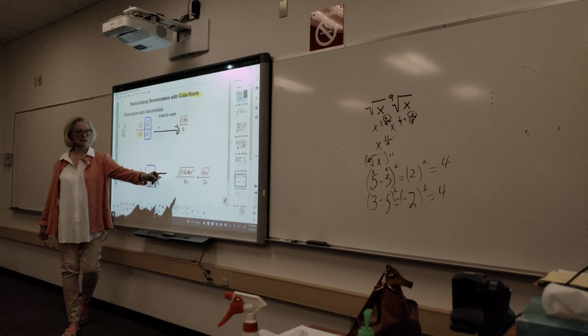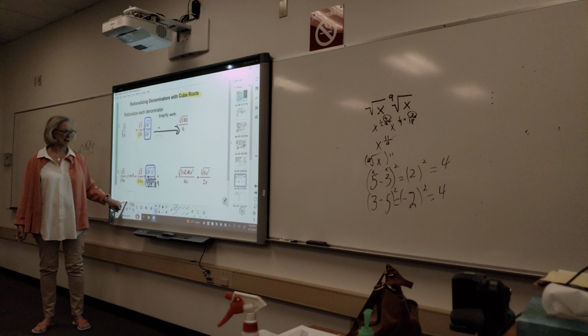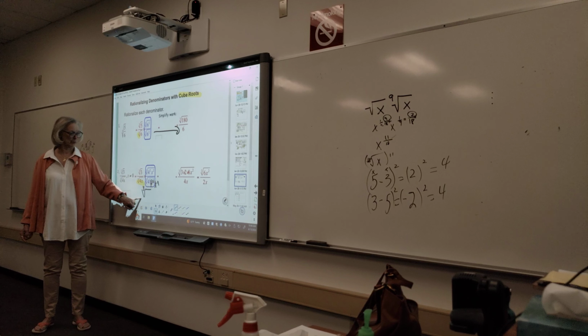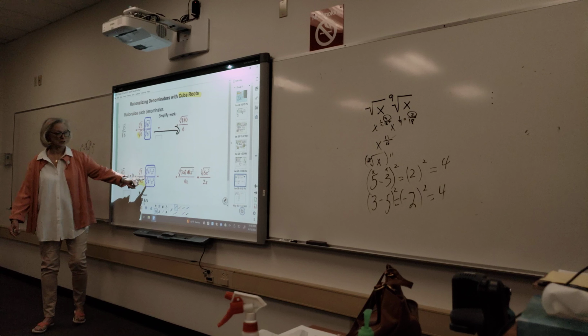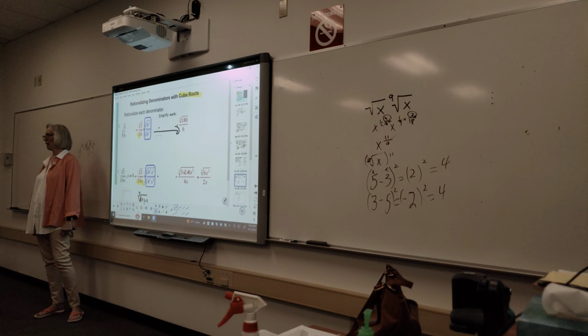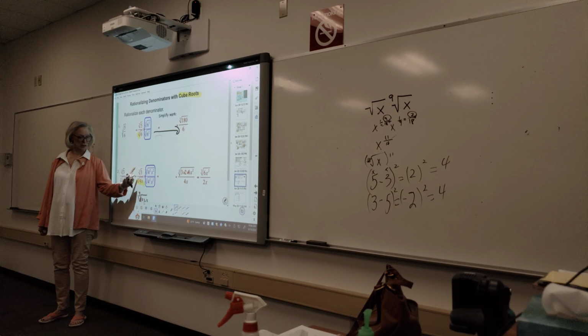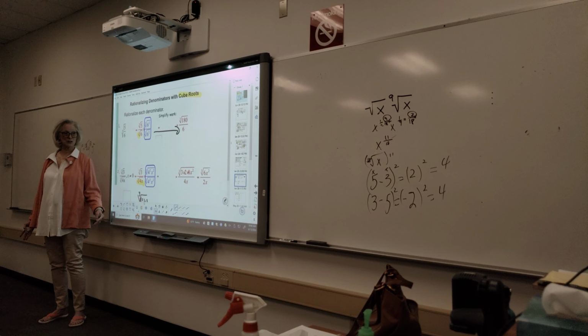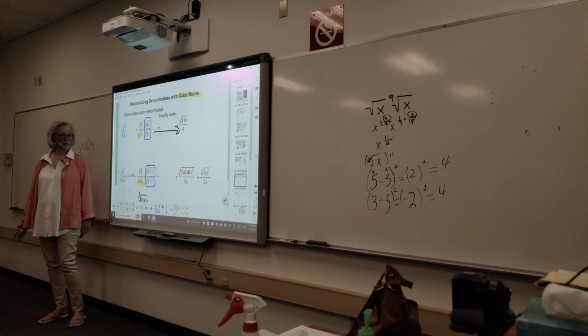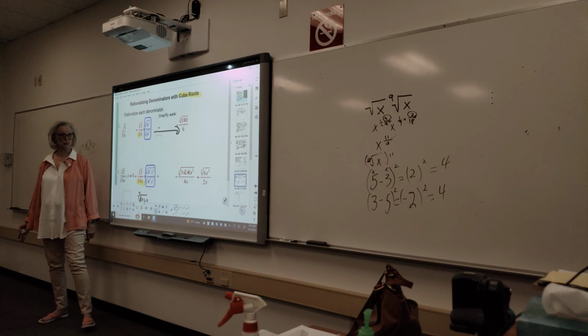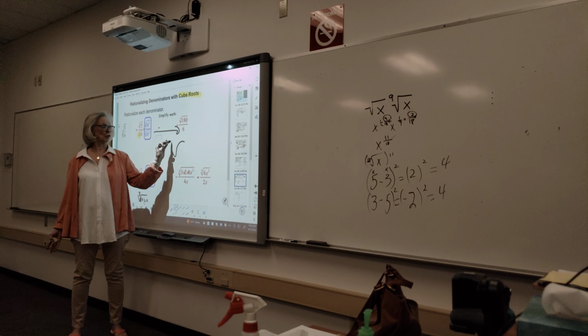Now I gotta go to the top, but I gotta multiply the top by the same thing. So there's your form of 1. So they're both cube roots. Now I have a 3 times 16. Oh, what's 3 times 16? 48. Radical 48.